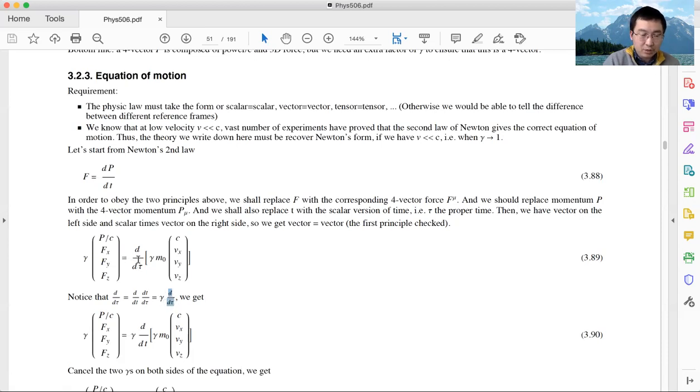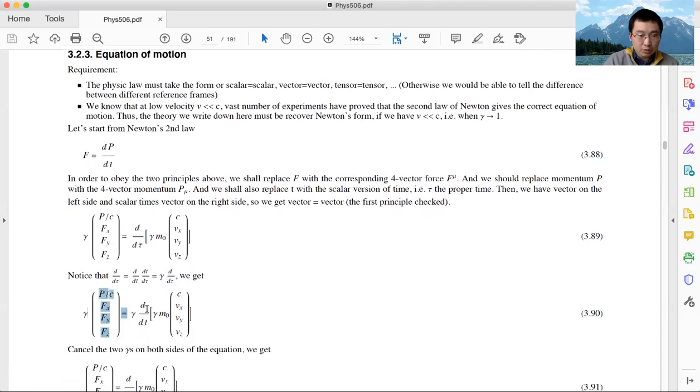So we should replace this one. We can replace this proper time derivative by d/dt, but we need to multiply a gamma factor in front. That converts proper time back to a regular time. Okay, so this will be the equation of motion where we should be utilizing special relativity. And this is a generalization of Newton's second law in special relativity.